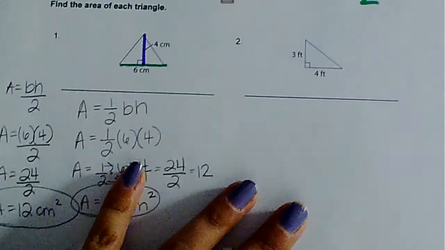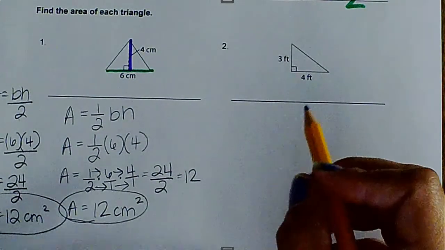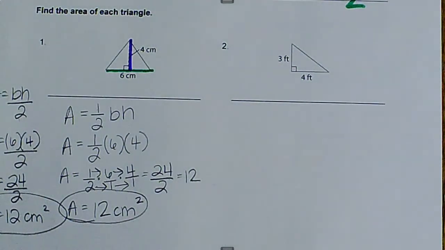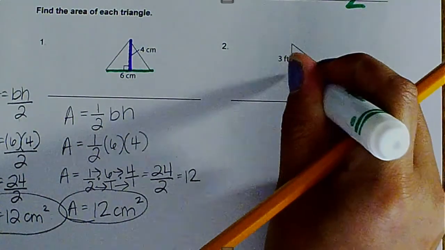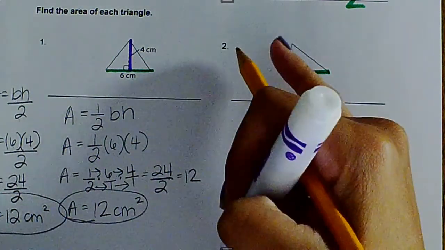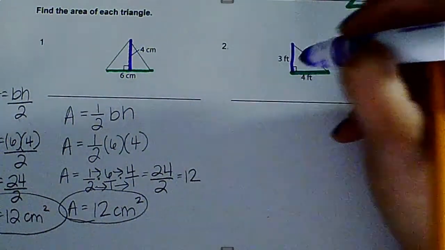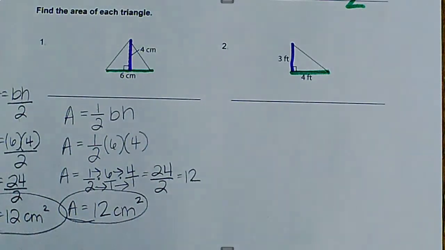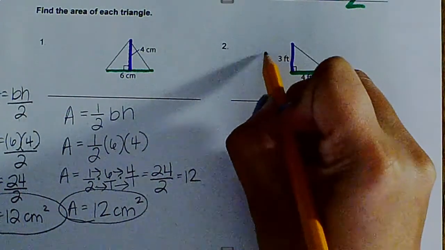All right, so moving on to number 2. So first thing we need to identify is the base and the height. Here, the base right here is 4 feet, and the height right here, this is a right triangle, so the height line is actually part of the triangle, which is 3. So we got our base and we have our height.